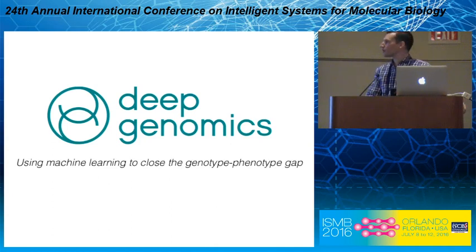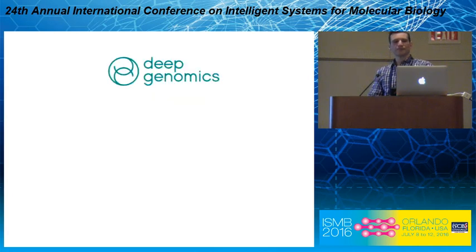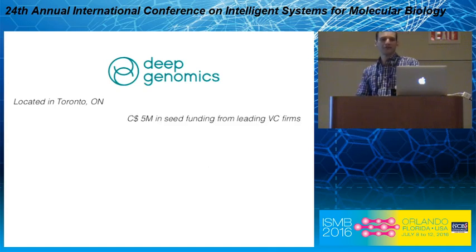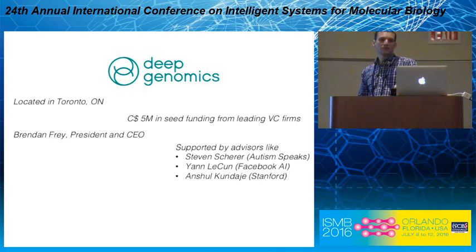We want to use machine learning to close the genotype-phenotype gap. We are located in Toronto. We've received $5 million in seed funding from some leading VC firms. The president and CEO is Brendan Frey. We're supported by very high-profile advisors from biology as well as machine learning, like Stephen Scherer, the director of Autism Speaks, Yann LeCun, the inventor of ConvNet and director of AI at Facebook, and Anshul Kundaje from Stanford. We're a team of 20 people now, growing to 30 by 2017.